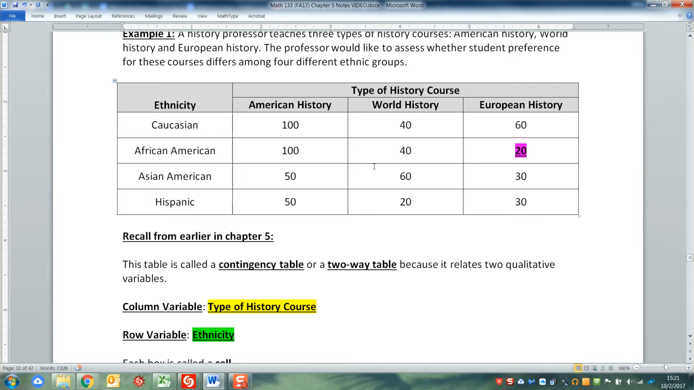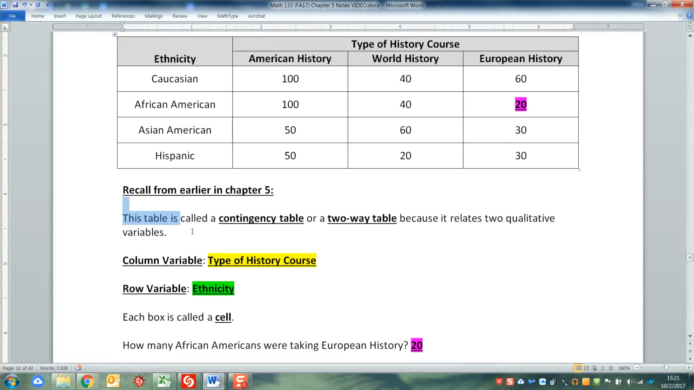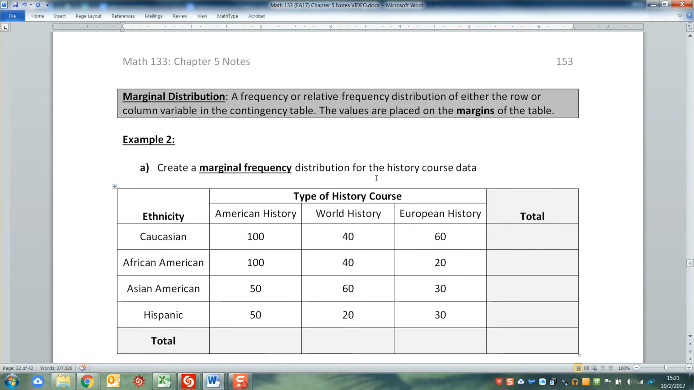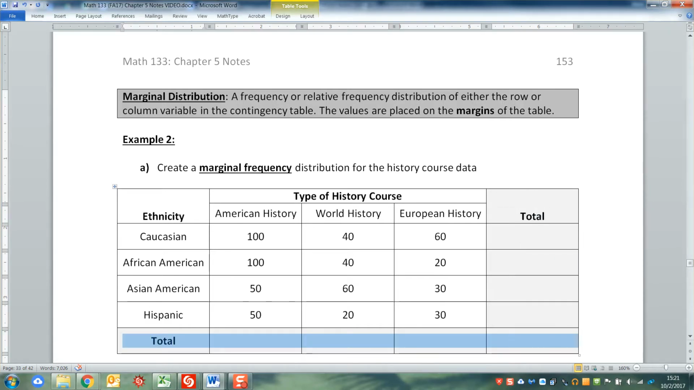So now that we know what these tables look like, and we've already seen these from earlier, let's scroll down here and let's look at the marginal distribution. Now, a marginal distribution means that you're going to be writing in the margins of the table. In other words, you're writing on the outside of the table. So that's what these total column and total row is for. Those are the margins of that table.